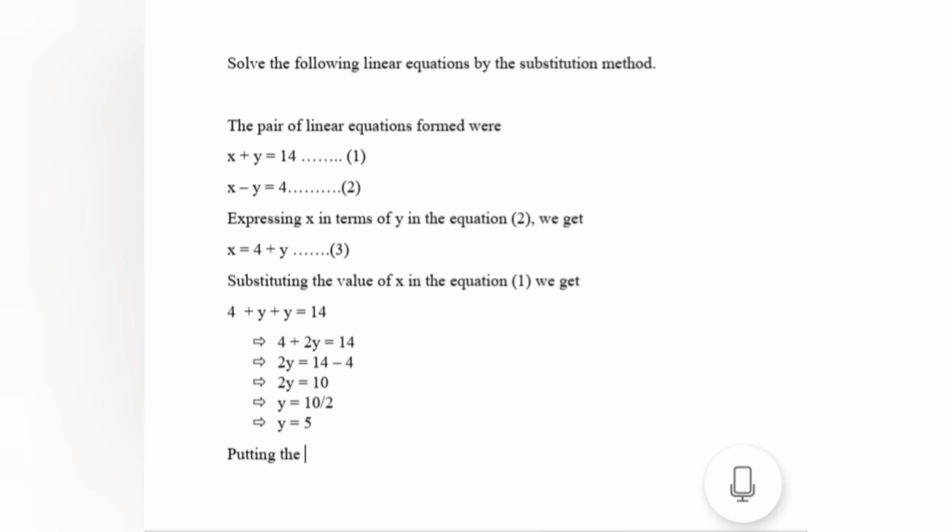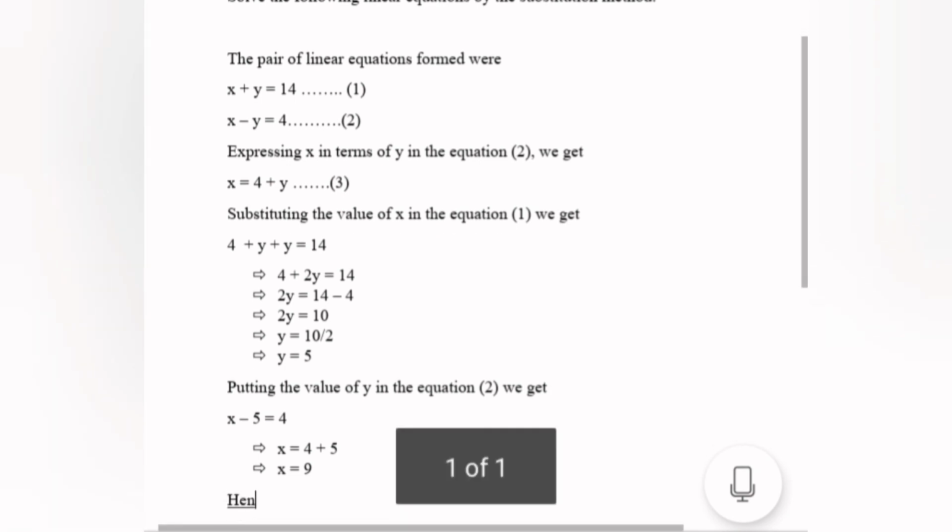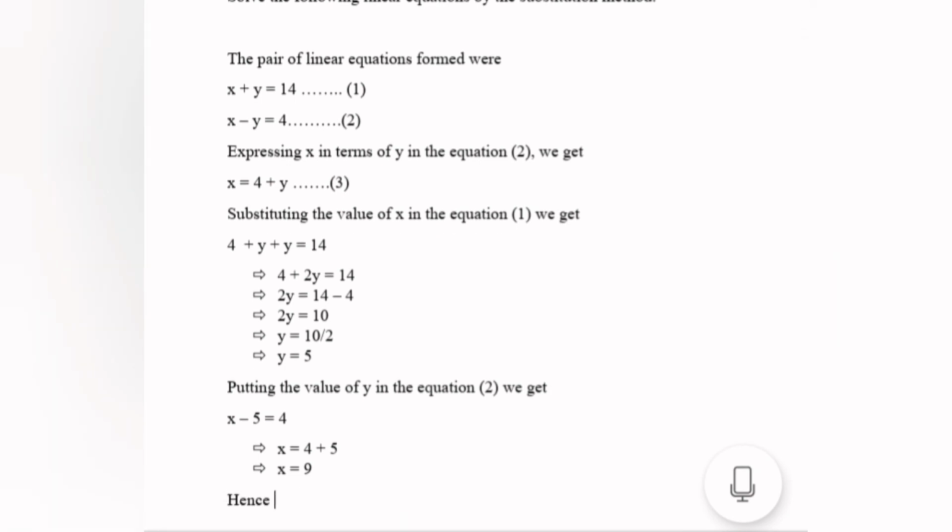Putting the value of y in the equation 2, we get x minus 5 equal to 4, which implies x equal to 4 plus 5, that is x equal to 9. Hence, x equal to 9 and y equal to 5.